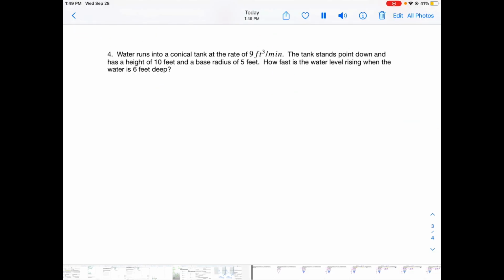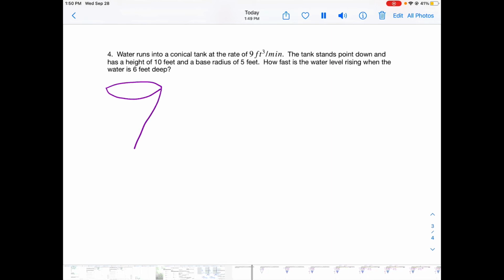Okay, so now we're going to look at this example. Water running into a conical tank at a rate of 9 cubic feet per minute. The tank stands point down and has a height of 10 feet and a base radius of 5 feet. How fast is the water level rising when the water is 6 feet deep? All right, so what I want to do first is draw a picture to represent this. I'm going to draw a cone with a point facing down.